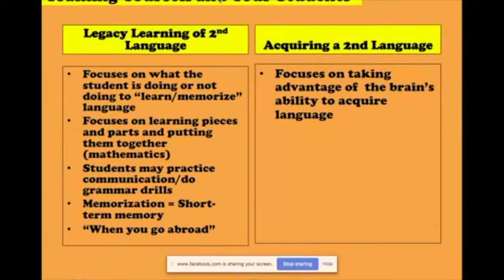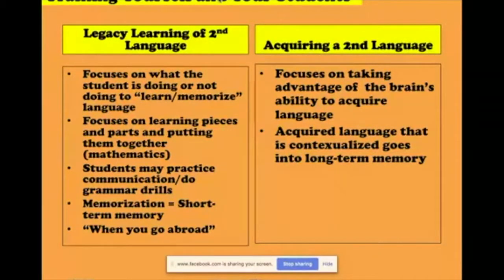So, acquiring a second language: this is what I feel we can do in our classrooms. We can focus on taking advantage of the brain's ability to acquire language. We are all able to acquire language. We all acquired our first language. And what can I do in my classroom to activate the same parts of the brain and help students acquire their second language?